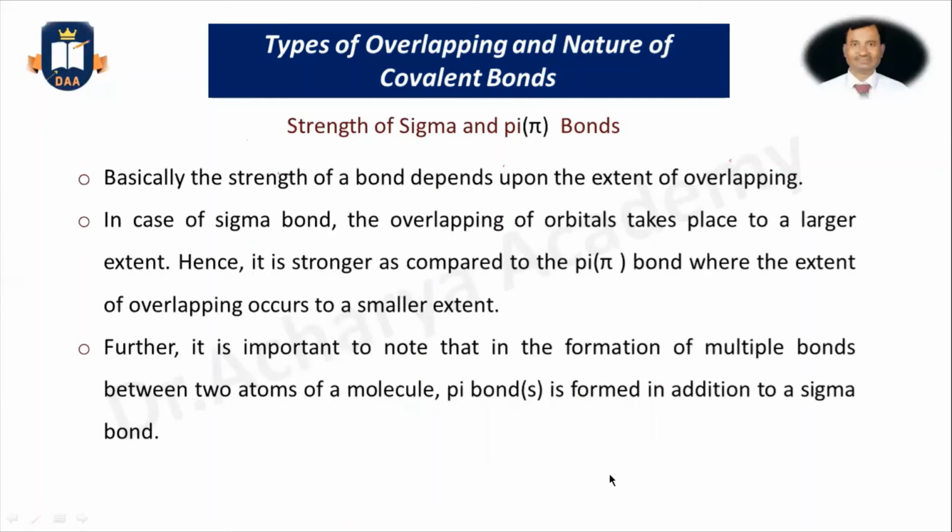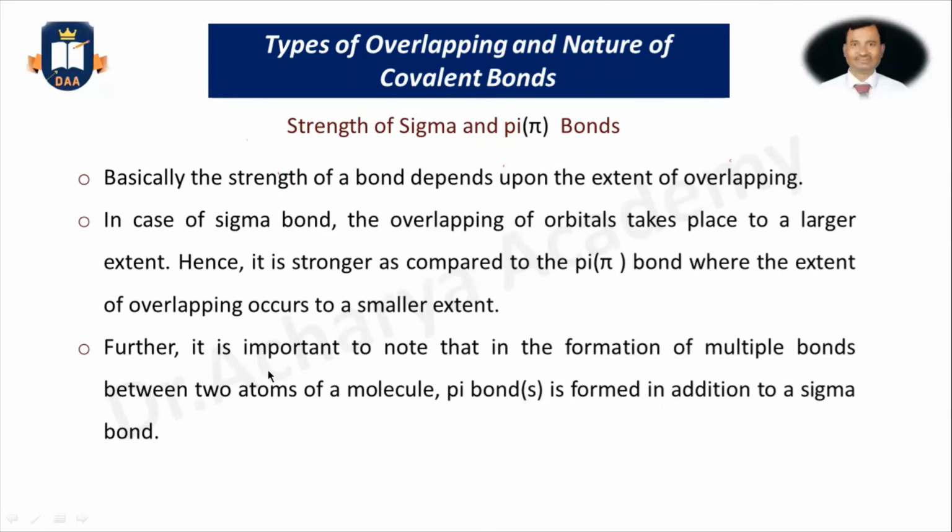Now we'll understand the strength of sigma and pi bonds. Generally, the strength of a bond depends upon the extent of overlapping. If we consider the sigma bond, the overlapping of orbitals takes place to a larger extent compared to the pi bond. And for that reason, the sigma bond is stronger compared to the pi bond.